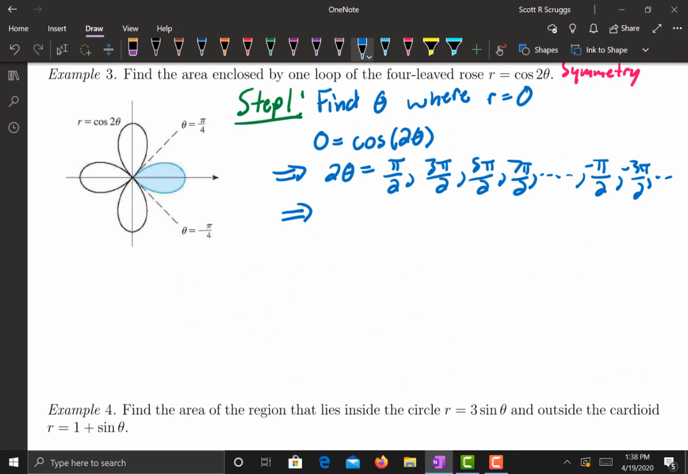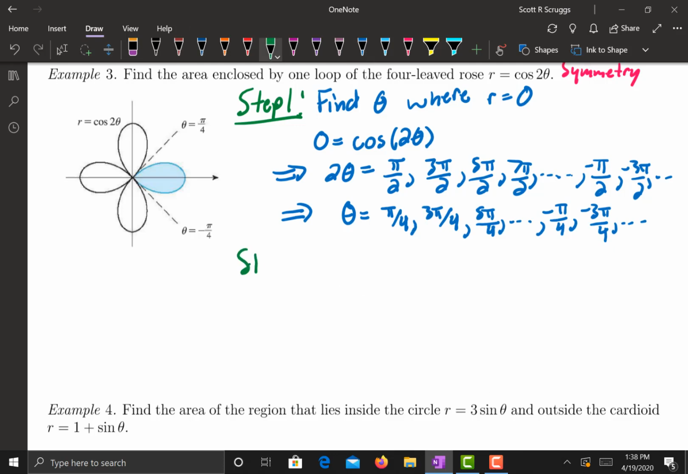In order for me to solve for theta, I'm going to divide everything by 2, giving me pi over 4, 3 pi over 4, 5 pi over 4, negative pi over 4, negative 3 pi over 4, and the list goes on. Now here comes step 2.